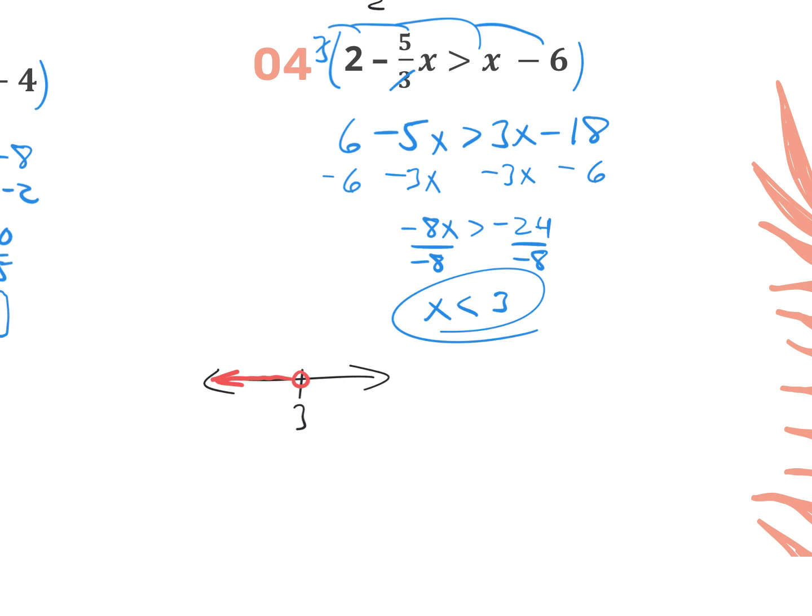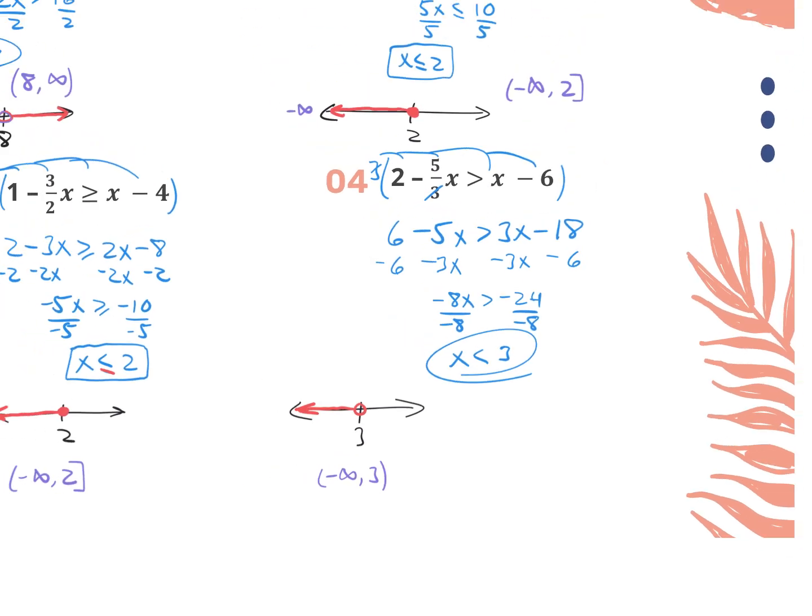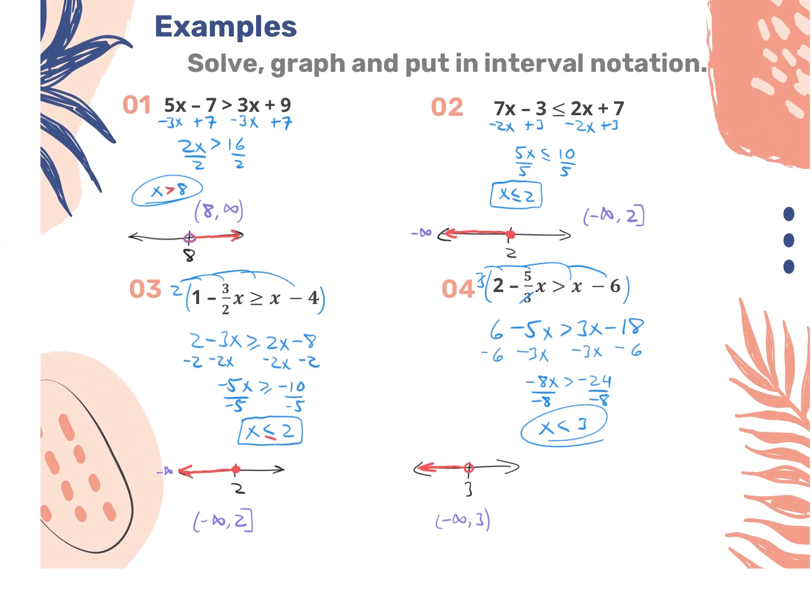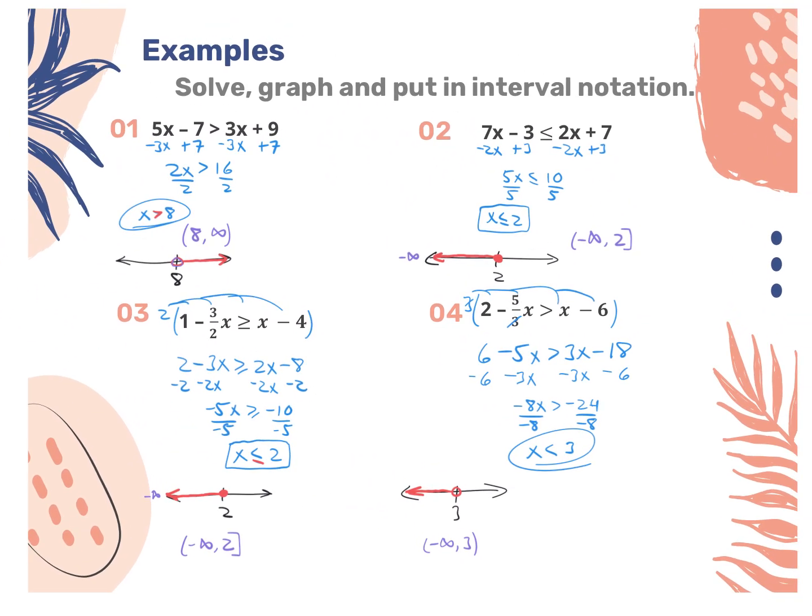And then to write our answer in interval notation, it's going to be a parenthesis, negative infinity. That's the most left that we're going. And then our answer that's most to the right is going to be at 3, with a parenthesis. Right, so those are all three of your answers. And again, hopefully you can see it's not super difficult.